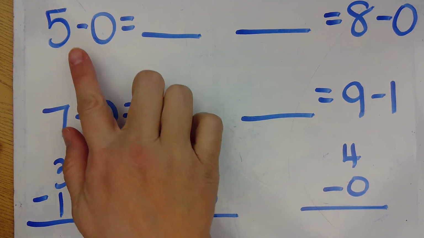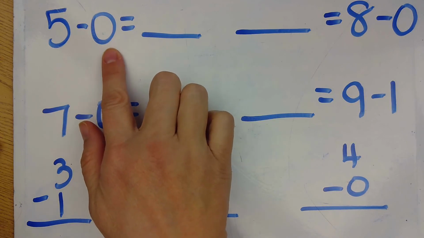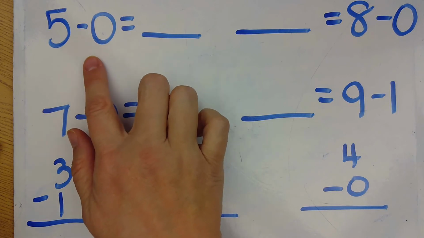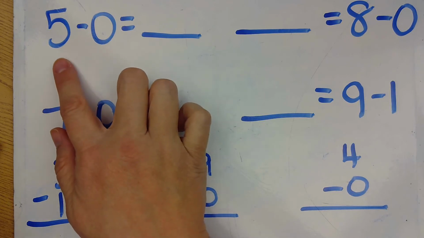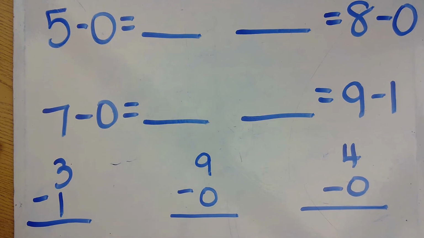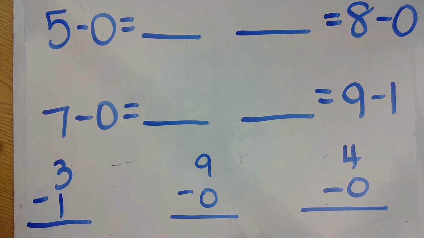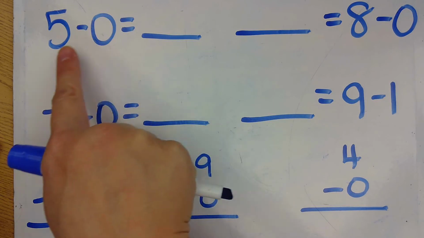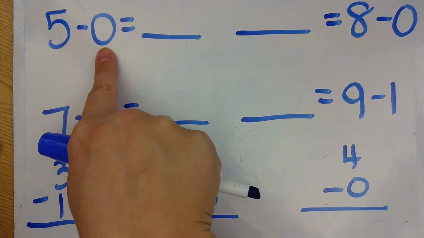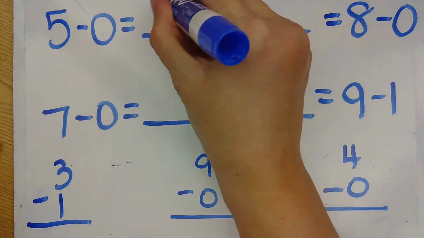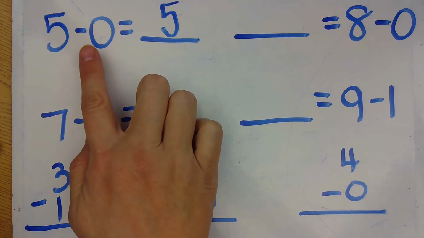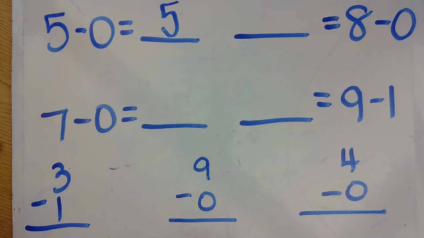If you have -0 behind a number, the strategy is that, well, you're not taking anything away from that number at all, so the number is going to stay exactly the same. So 5 take away 0, or sometimes I like to think of it as 5 take away nothing at all, would still equal 5. And that's the number that we started with. We started with a 5. So anything -0 is going to be your starting number.